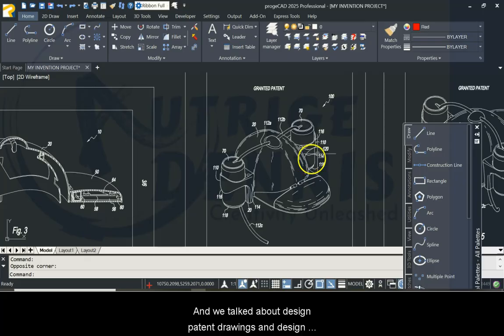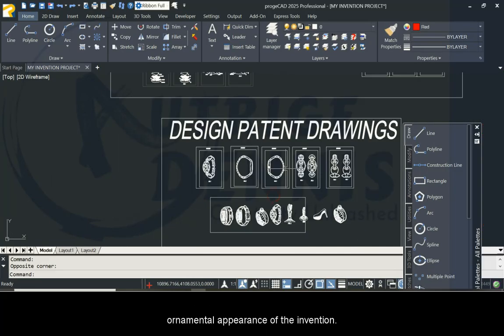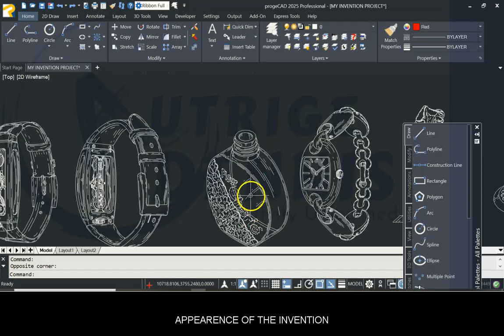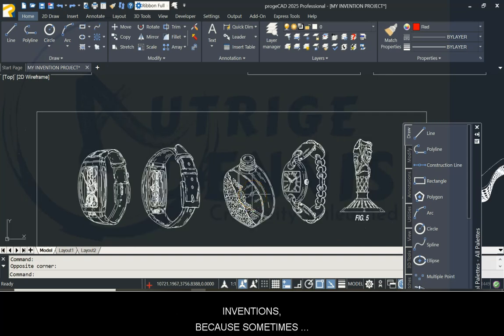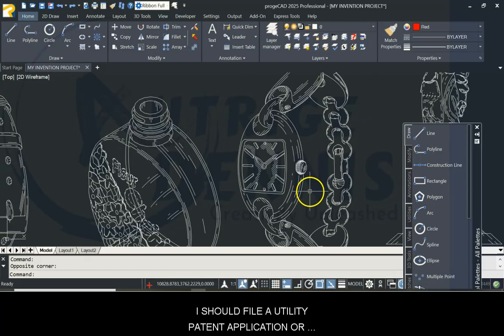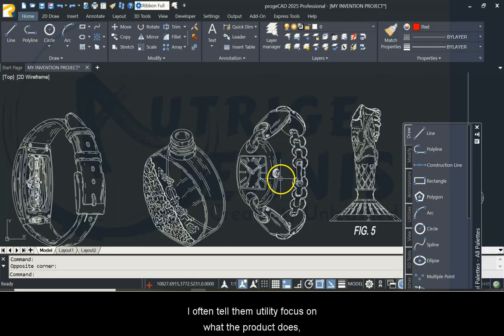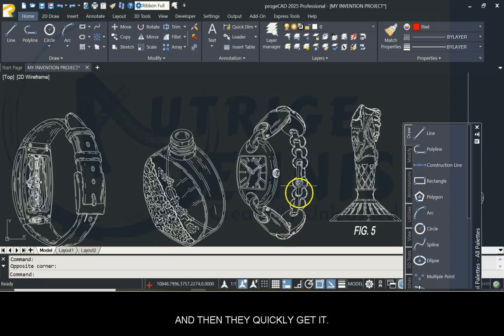And we talked about design patent drawings and design patent applications, which focus on the ornamental appearance of the invention. So if you want to know the difference between your two inventions, because sometimes inventors ask me, I'm not sure if I should file a utility patent application or a design patent application. I often tell them utility focuses on what the product does, whereas design focuses on what the product looks like, and then they quickly get it.